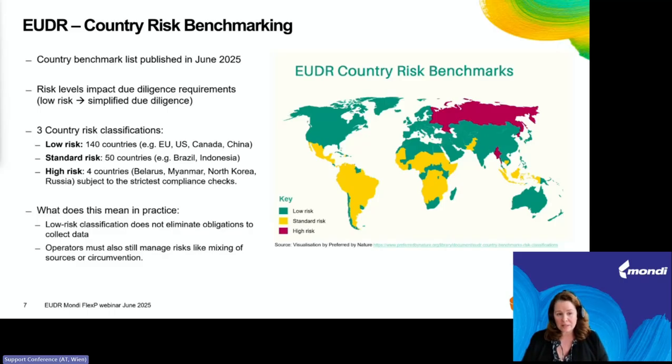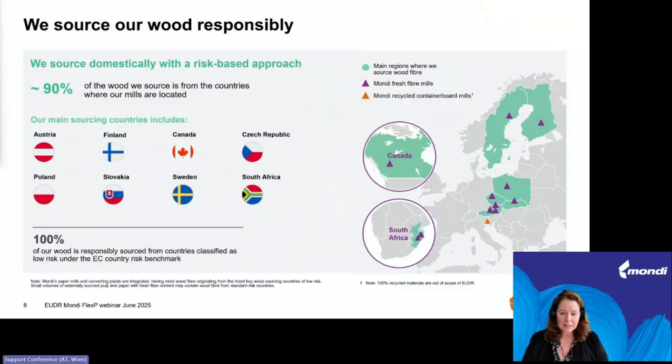And we want to emphasize the fact that a low risk classification does not mean that you don't need to do anything, that you don't have to collect the data and do any kind of due diligence. You still need to address risks there. For example, what we've included on the slide here, risks of mixing sources, or potential circumvention of the legislation. Here we again wanted to just put it a little bit into context of Mondi's operation.